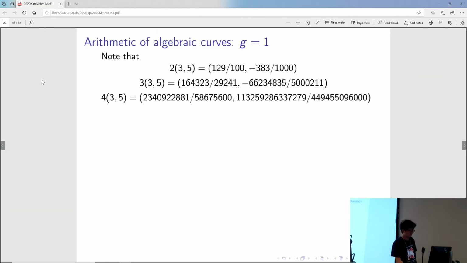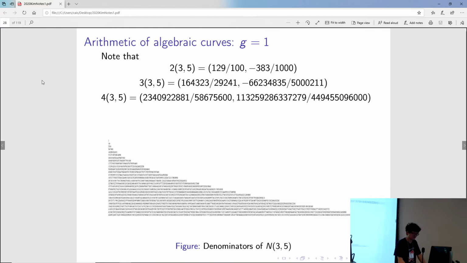By the way, in case some older people like me sometimes don't play with computers, it's fun to keep computing the Mordell-Weil group in this way and see how the heights change as you compute larger and larger powers and so on. Those kinds of computations are all fun.